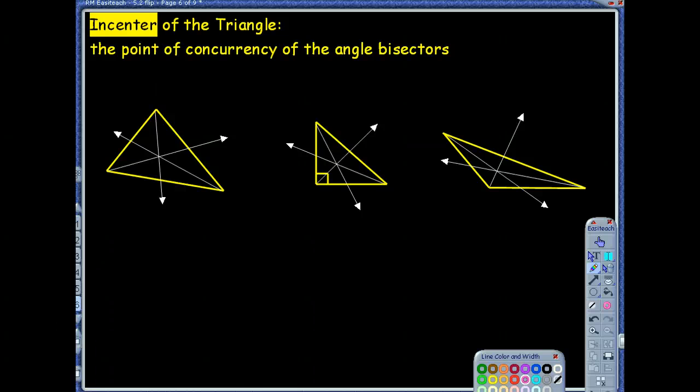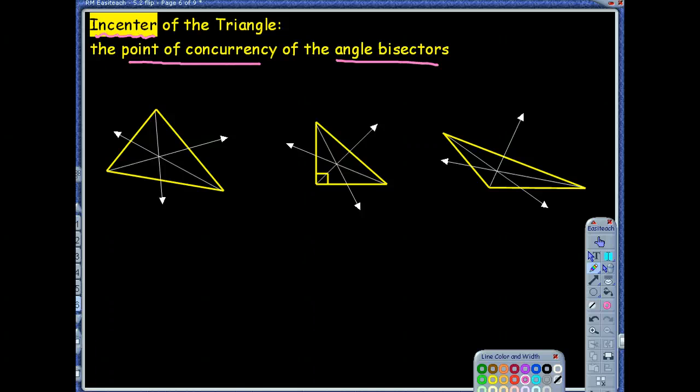Now, the other point of concurrency that we're talking about is what we call the incenter of a triangle. The incenter is also a point of concurrency, but it's the point of concurrency of angle bisectors. So it's kind of, again, another vocabulary term we need to know. But some cool things about it we'll show you in just a minute.